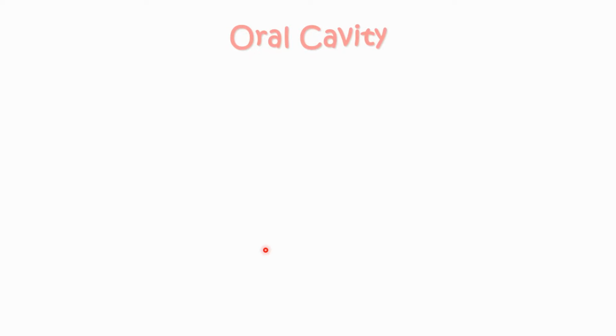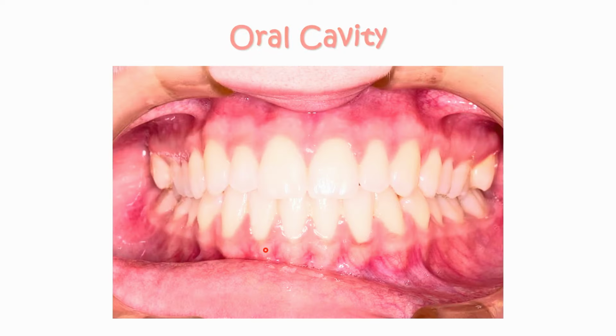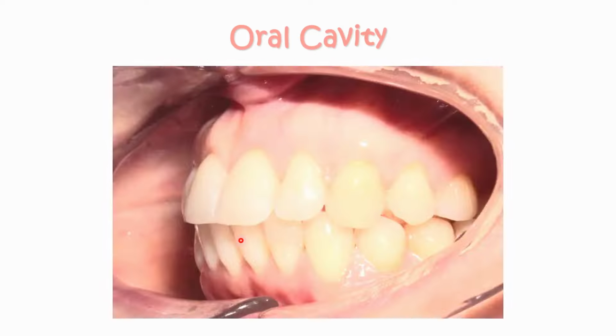Next is the introduction to the oral cavity. This is the clinical picture of an oral cavity. You can see the space between the buccal mucosa and the dental arch. This space is known as the vestibular space. Similarly, the space between the lips and the anterior dental arch is also part of the vestibule. So the entire space that is present between the oral mucosa and the dental arch is known as the oral vestibule.